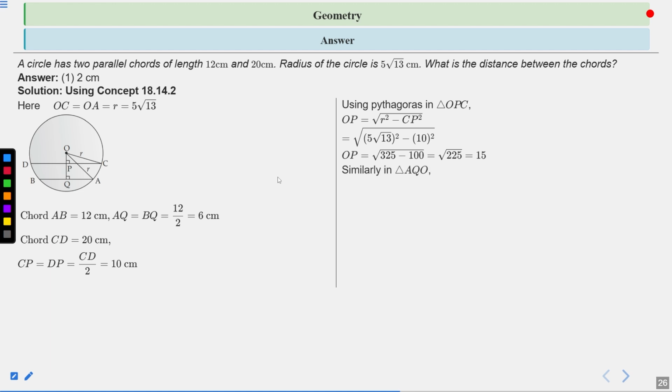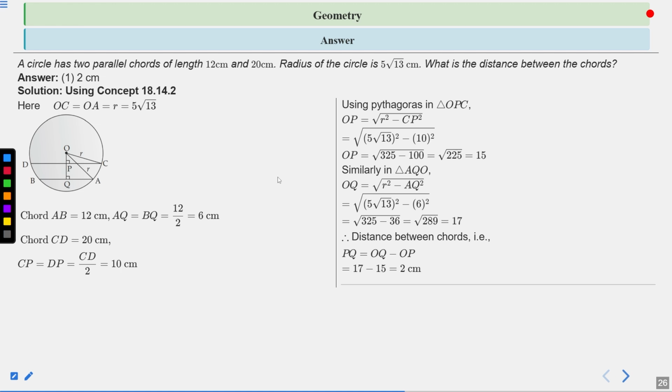Now similarly in triangle AQO, we calculate the length of OQ, which equals under root R square minus AQ square. So we get under root 5 root 13 whole square minus 6 square. So we get under root 325 minus 36, which equals under root 289, which becomes 17 centimeter. So now we can clearly see that the distance between the chords PQ equals OQ minus OP, which is 17 minus 15. We get 2 centimeter. So the first one is the correct answer of this question. Next one.